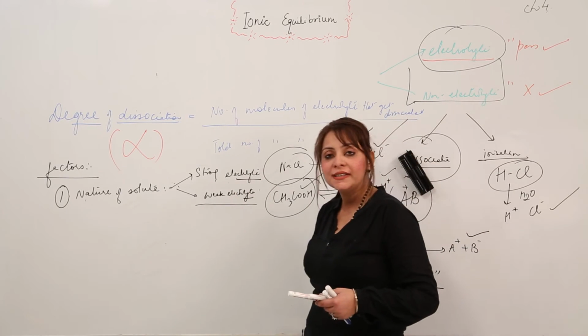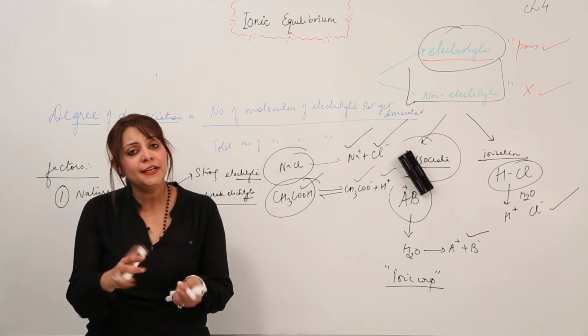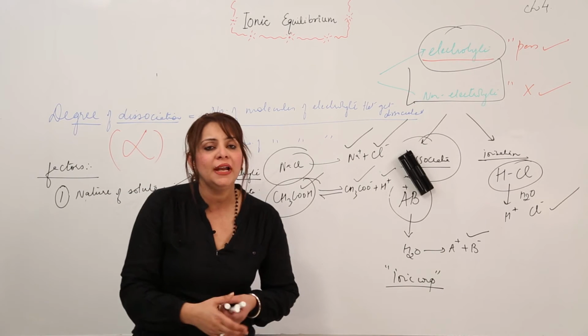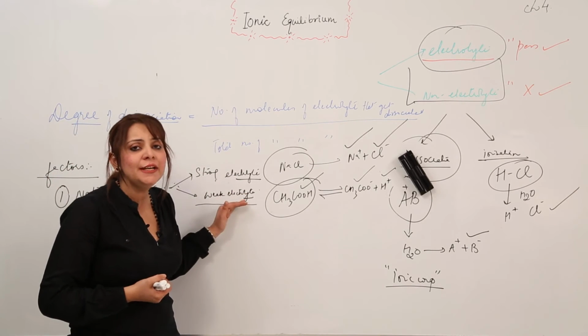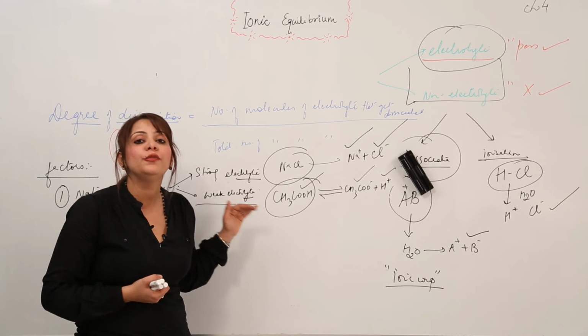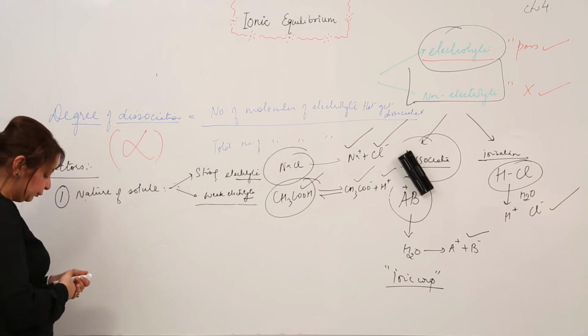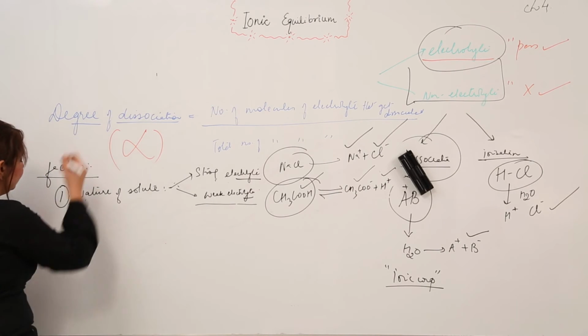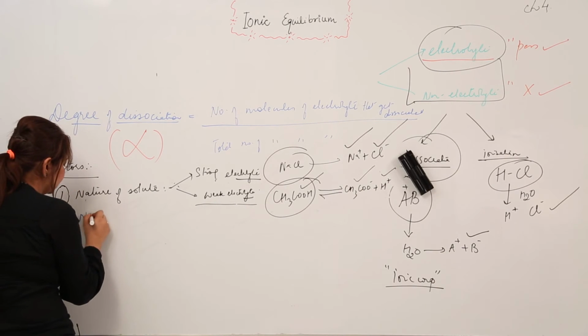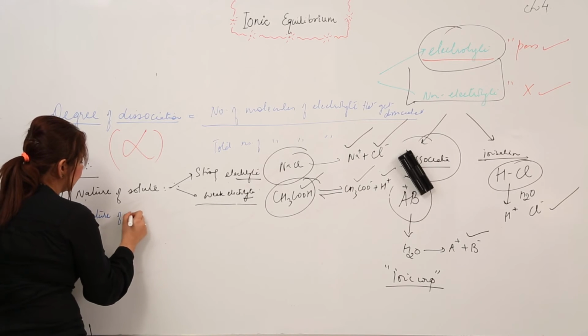So coming to the point, the substance which completely dissociates into ions is a strong electrolyte, and the substance which partially dissociates into ions is called a weak electrolyte, right? So I think the first factor is clear to you. The second factor that favors the degree of dissociation is the nature of solvent.